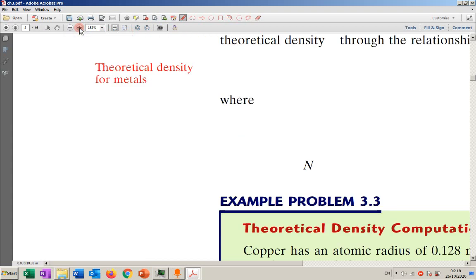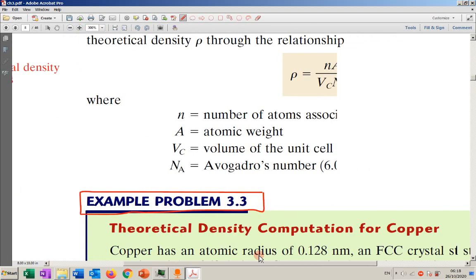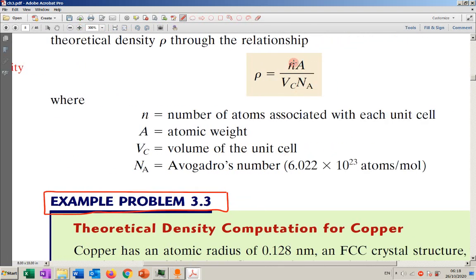So the equation that we explained there: there is n, the number of atoms, there is A, the unit weight, Na, the Avogadro number, and Vc, the volume of unit cell. Now let's say this is what we want to calculate, density. But in order to calculate density, we need to have 4 variables.